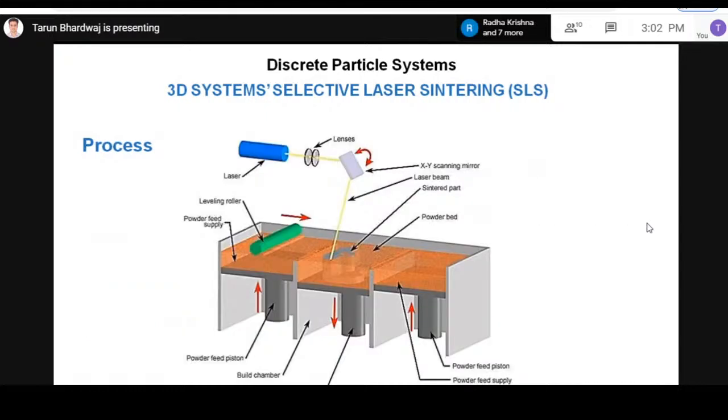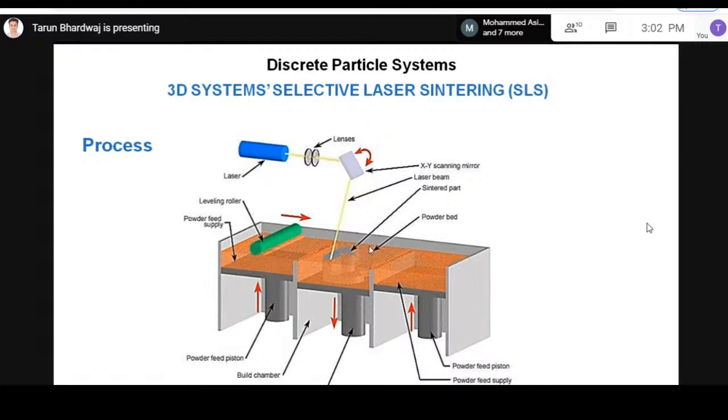As you can see, it is a laser power source. This is the diagram for selective sintering and selective melting also, but the difference is that in sintering we have a temperature lower than the melting point. As you can see over here, we have a laser and these are the lenses, and this is the XY scanning mirror, and we can control the laser scan path by the XY scanning mirror. And this is the laser beam that is impinging on the powder that is fed on a table, or you can say a powder bed.